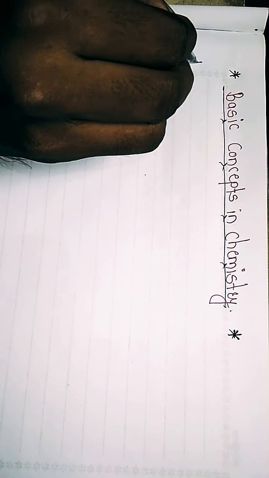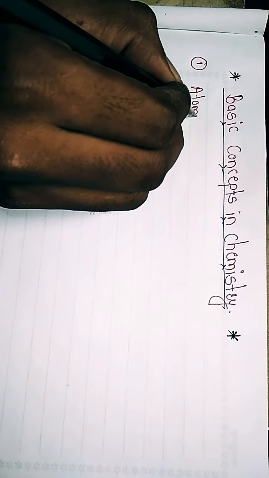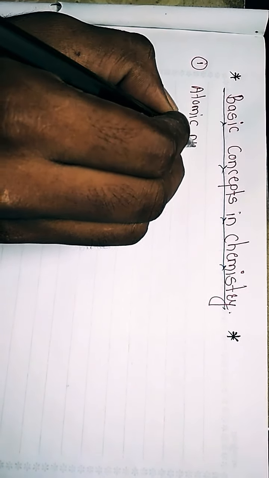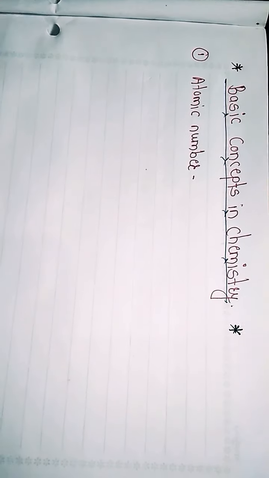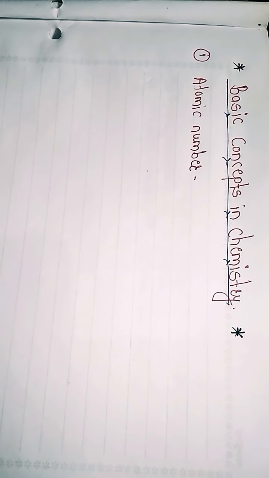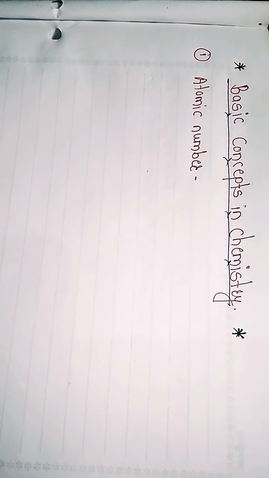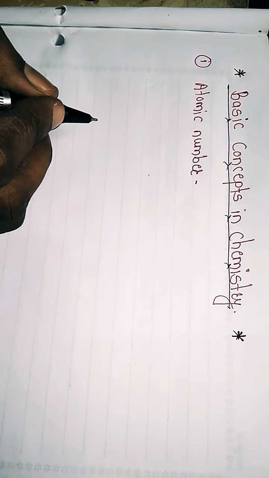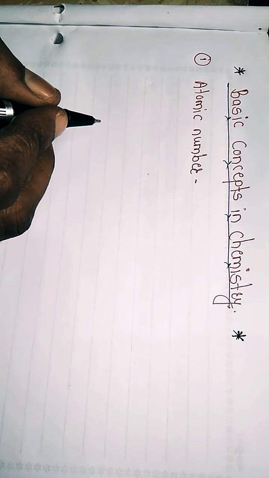First concept is atomic number. Atomic number is a basic concept which is used for each and every term in our chemistry branch. So let us first define the atomic number, then we can discuss examples of atomic number.